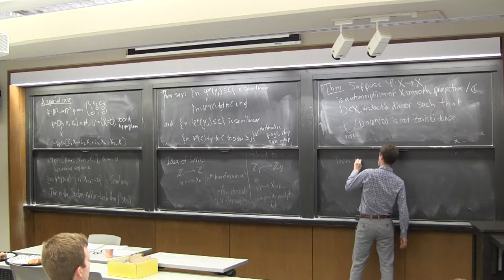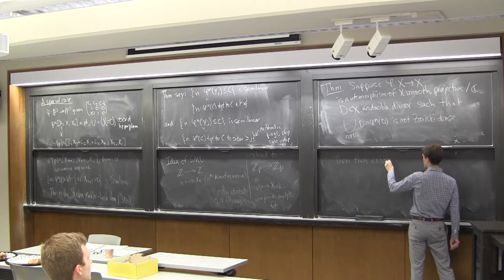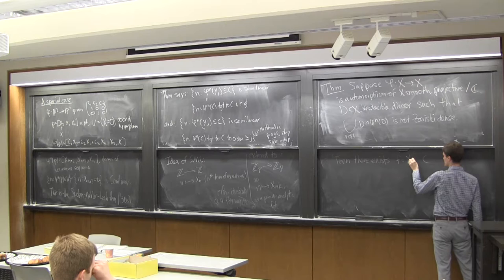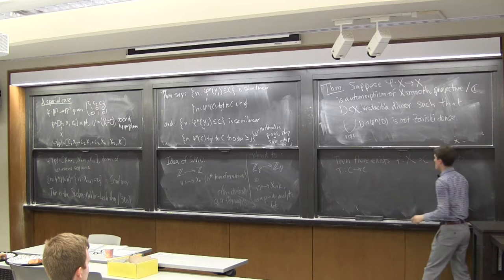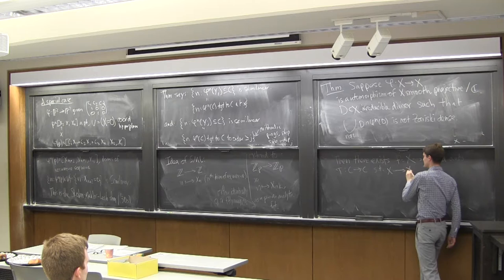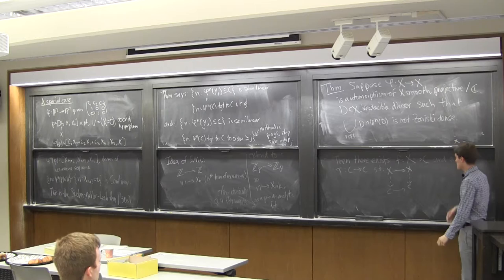So then there exists a map, I'll call it F, from X down to C, a smooth curve. Sorry, only a rational map. And an automorphism of the curve, that commutes. So I have this automorphism of X, but my automorphism has a rational fibration over a curve. Okay, let me illustrate this with an example.